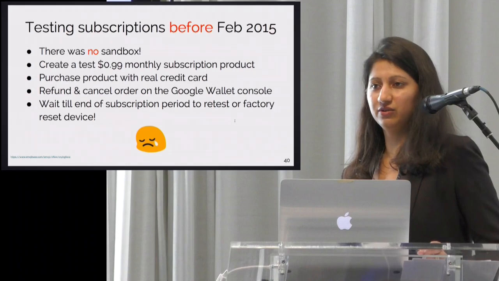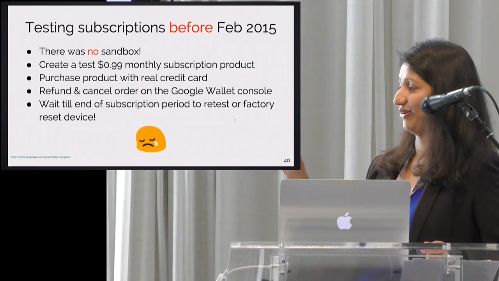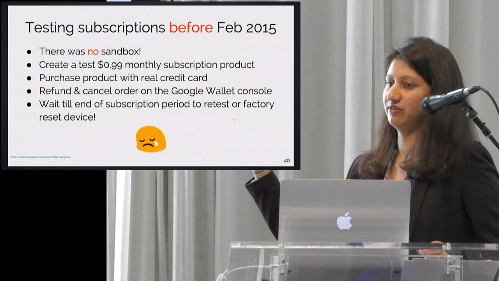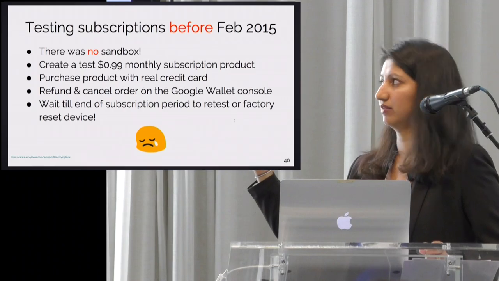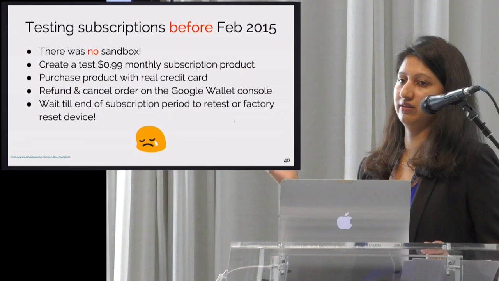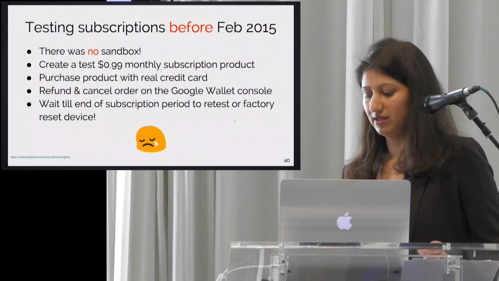If you don't refund it, you lose 30% to Google again. So make sure you refund it and cancel the order and wait till the end of the subscription period. If it's a monthly subscription, you have to wait for a month. Either that or factory reset. Or another option is to create yet another fake product and buy it to test it.